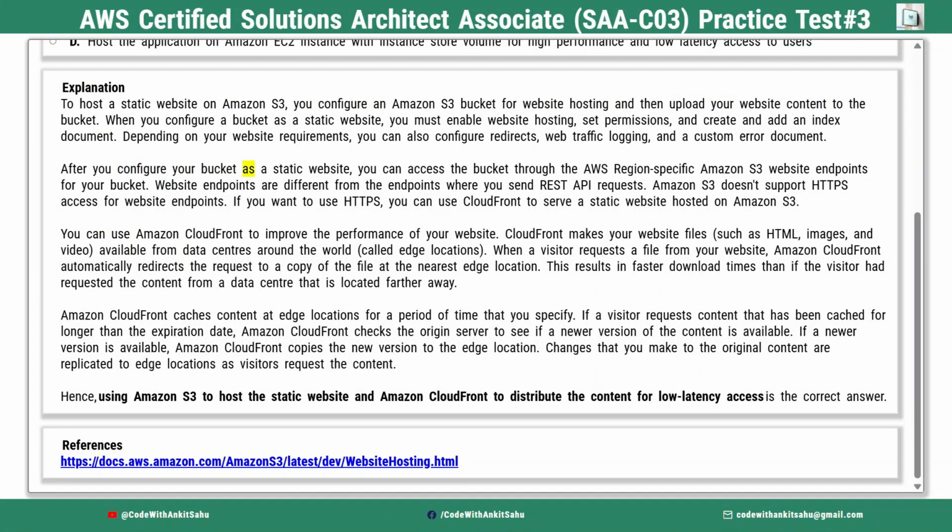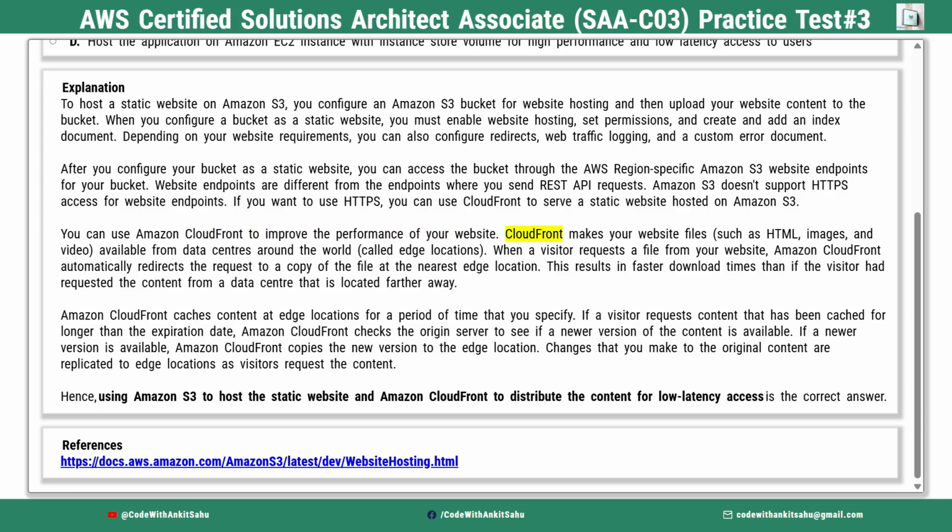document. After you configure your bucket as a static website, you can access the bucket through the AWS region-specific Amazon S3 website endpoints for your bucket. Website endpoints are different from the endpoints where you send REST API requests. Amazon S3 doesn't support HTTPS access for website endpoints. If you want to use HTTPS, you can use CloudFront to serve a static website hosted on Amazon S3.